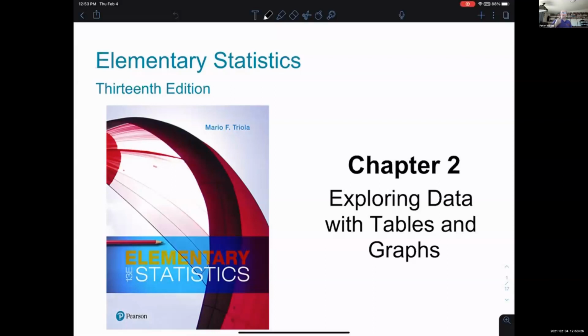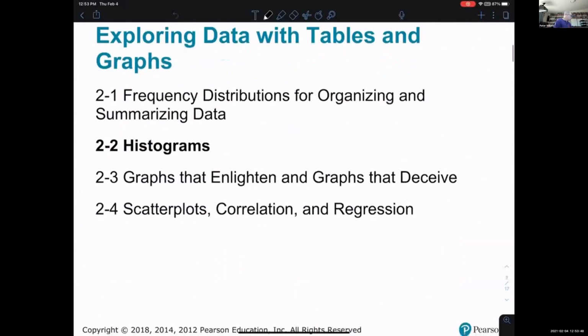And so what we're going to begin to do in chapter 2 is look at how we organize and learn from the data we collected from a sample, how we look at the statistic and start to do statistical analysis. And in chapter 2, we're focusing on exploring the data with tables and graphs. So there are 4 sections in chapter 2.